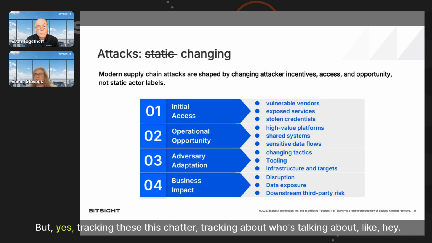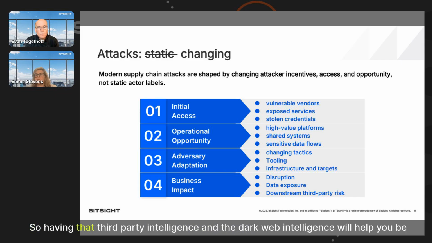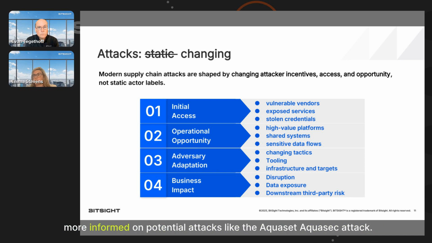But yes, tracking this chatter, tracking who's talking about like, hey, I am going after this group. A lot of these threat actors have Telegram channels, invite-only dark web channels that we are part of, that we are tracking to see like, hey, they've discussed going after X company, because they have to coordinate somehow. So having that third-party intelligence and the dark web intelligence will help you be more informed on potential attacks like the Aquasec attack.